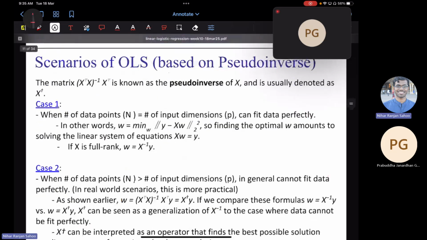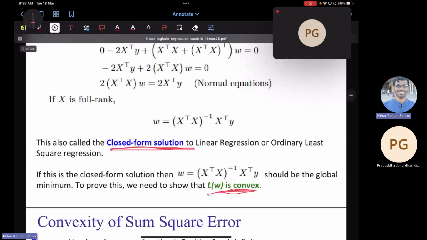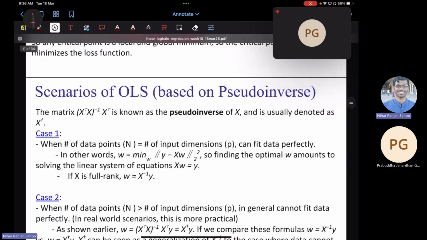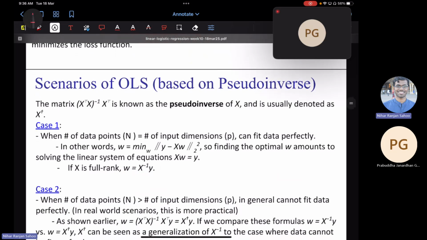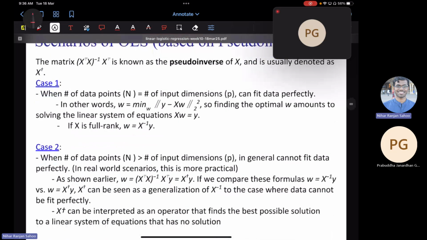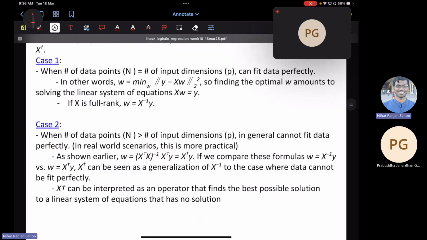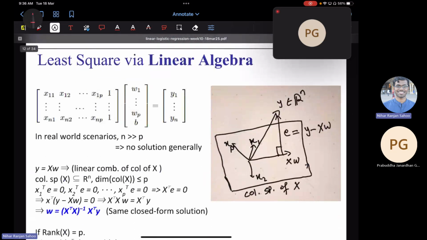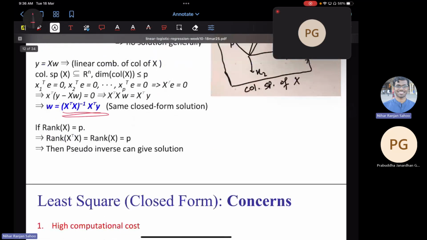Then we discussed this component in the parameter estimation of linear regression that is called the pseudo inverse of x. Instead of the inverse of x, because x may not be a full rank matrix, so the inverse may not always be possible. So we relied on the pseudo inverse. We discussed when the inverse will be sufficient and when we need to compute the pseudo inverse. Then we again discussed least squares regression using linear algebra, and we again came down to this same closed form solution.